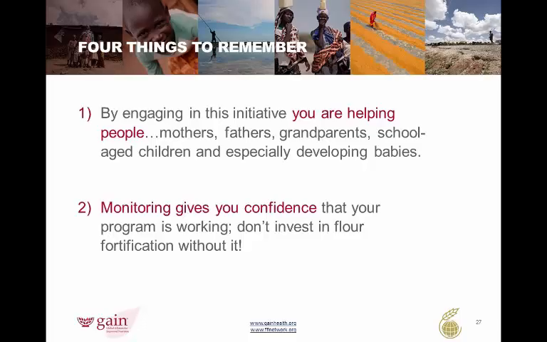First, the goal of a national flour fortification program is to improve the nutrient intake and nutrient status of your country's population. Always remember that by engaging in this initiative, you are helping people be smarter, stronger, and healthier. Mothers, fathers, grandparents, school-age children, and especially developing babies. Next, monitoring gives you confidence that your flour fortification program is working. Without it, you are investing in the initiative blindly.